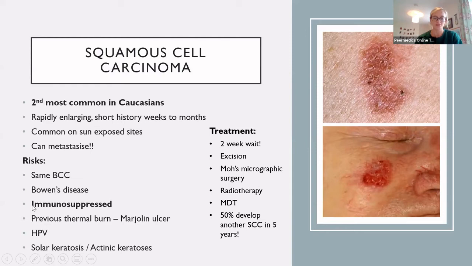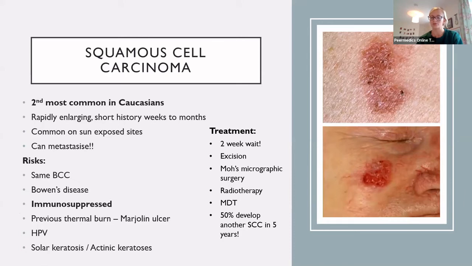Risk factors are all the same as before, just noting Bowen's disease. So this is this top picture. It's like these red scaly plaques, commonly seen on the legs, actually. And Bowen's disease is precancerous. It's like an SCC in situ, so it would be something to look out for.